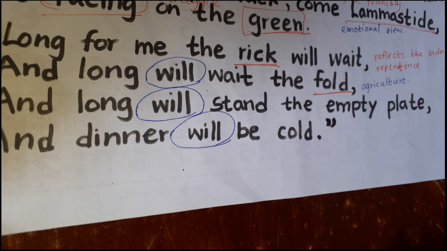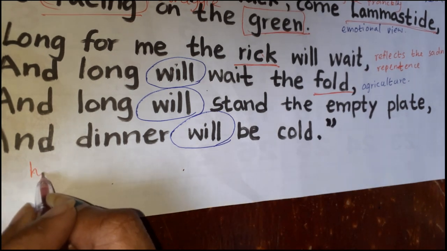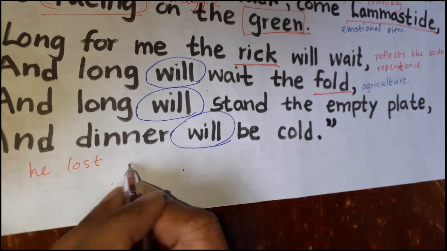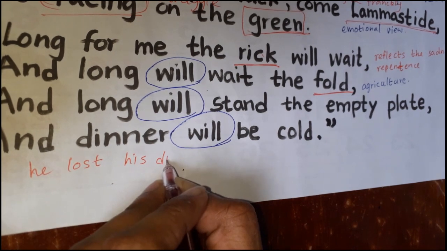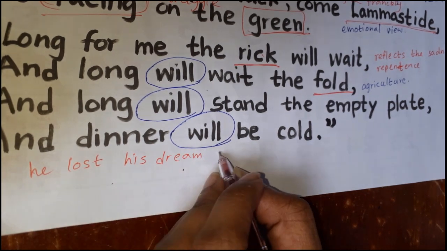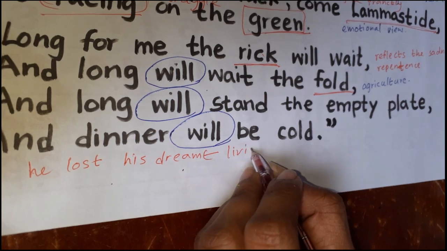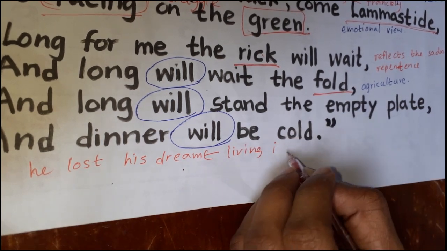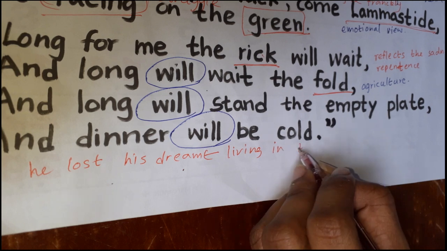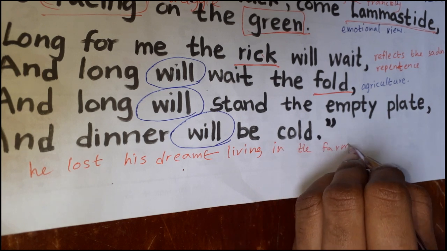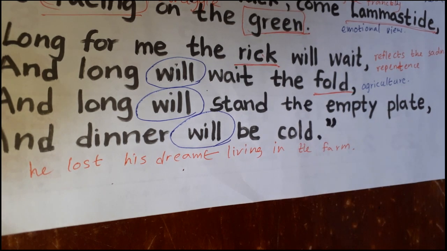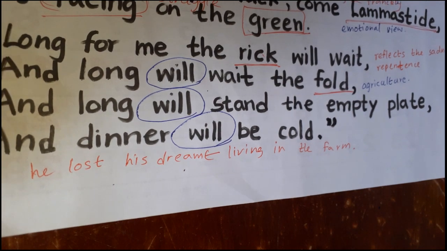because living on the farm was his dream forever. He has lost his dream. His dream was to live on the farm. So now he's going to give up that dream because he has done something really wrong.